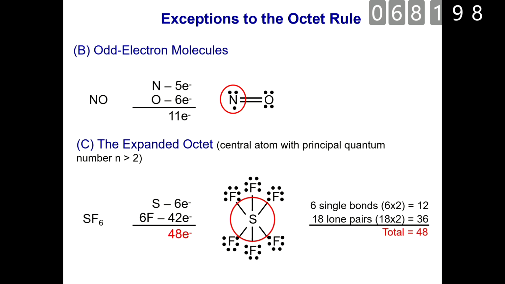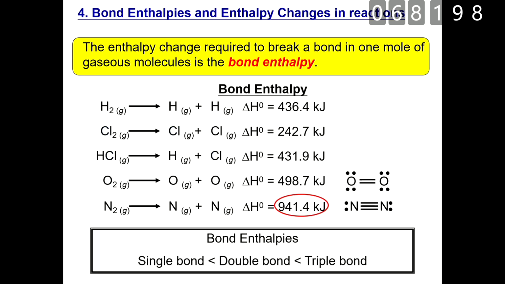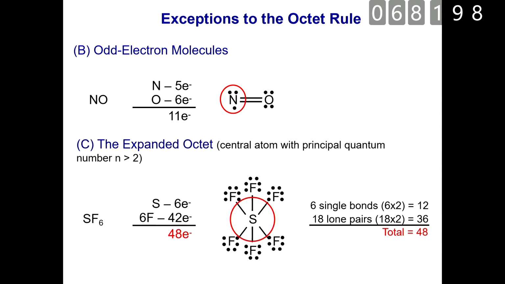The third one is about the expanded octet. So for example, for this atom, how many electrons? 6? This is a single bond, 2. Now, counting the total, there are 12. Yes, so this atom has 12 electrons. It's more than 8, right? Okay, so that's all for today.